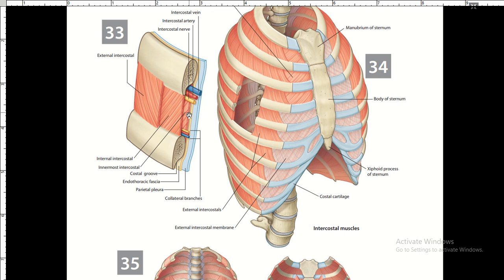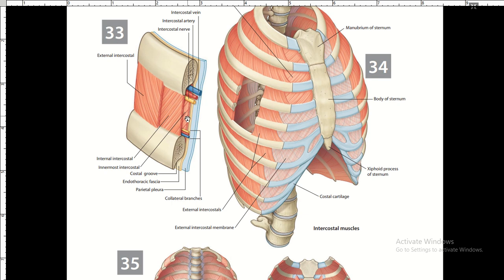And you're going to discover in the abdomen the same arrangement of these muscles, mirroring the muscles of the abdomen. So in place of the external intercostal muscle, you're going to have the external oblique, and in place of the internal intercostal muscle, you're going to have the internal oblique.